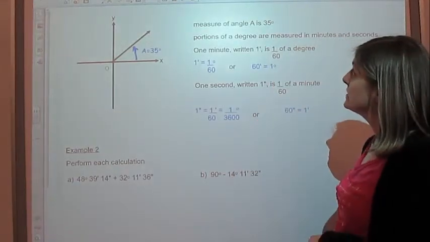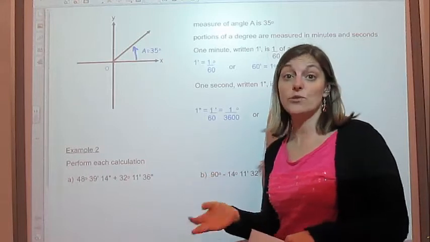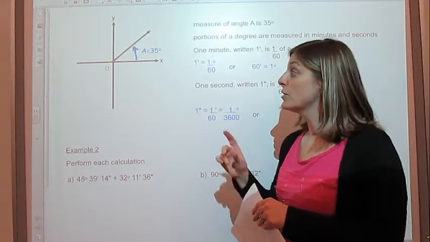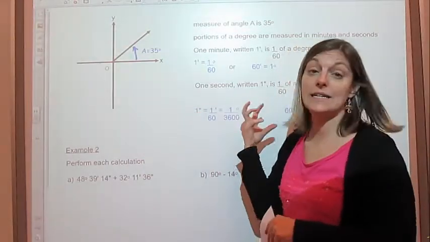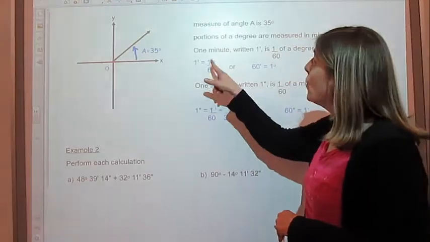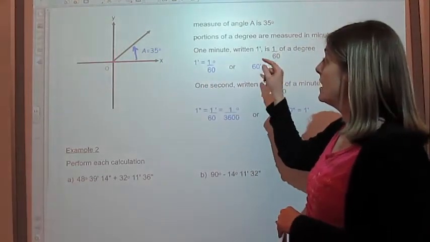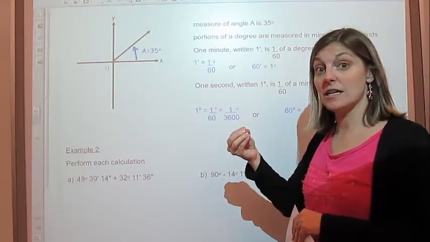And remember that portions of a degree are measured in minutes and seconds. You may not have known that, but if you've used GPS, you'll notice if you look at a location, they use degrees, minutes, and seconds to get an exact location. Okay, so 1 minute is a 60th of a degree. So a degree breaks down into 60 minutes.